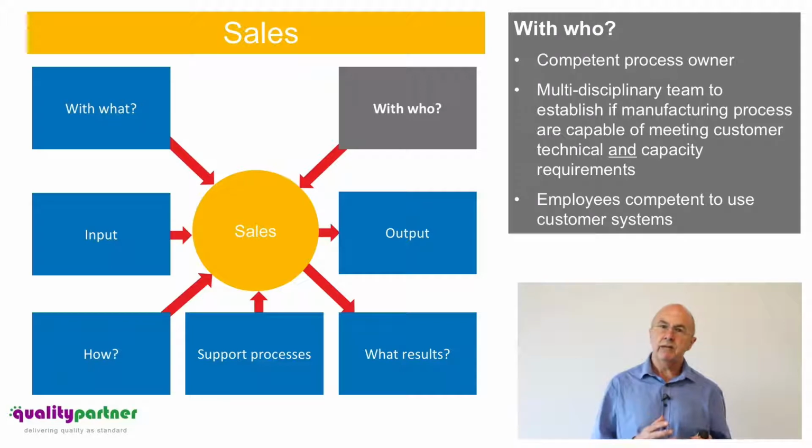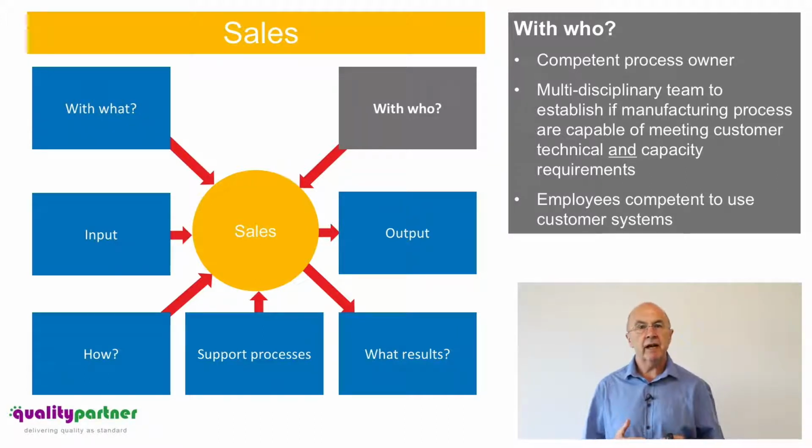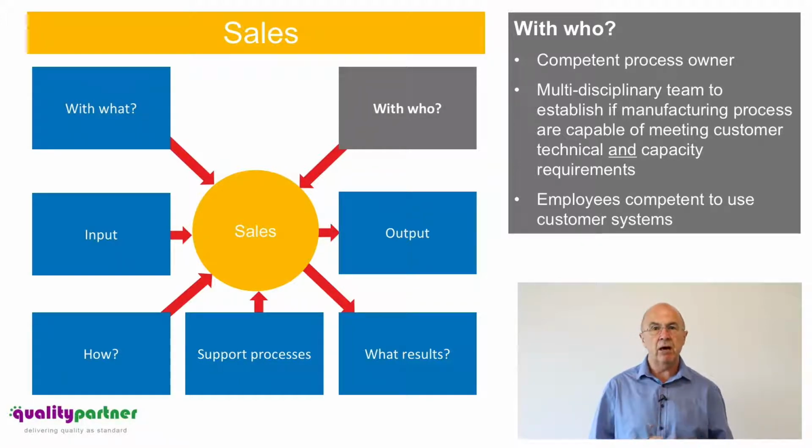First of all, IATF 16949 says that we have to demonstrate that we have a competent process owner responsible for the sales process. Whereas this may actually be the case, you need to maintain documented information on what the requirements for competence are to be the owner of the sales process and how the person in that position has the relevant skills. Secondly, we need to make sure that we have a multidisciplinary team to make sure that we can meet the customer, technical and capacity requirements.